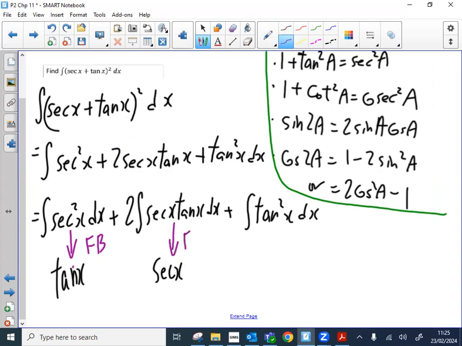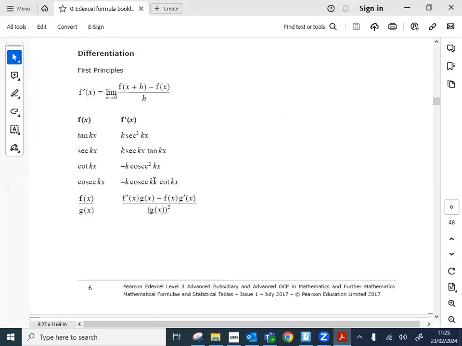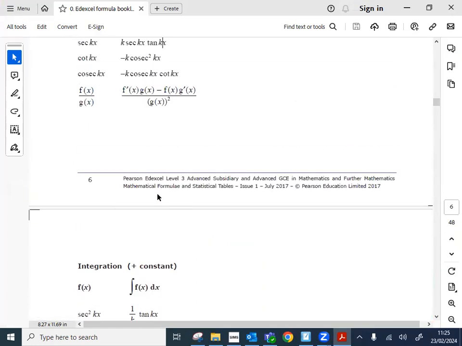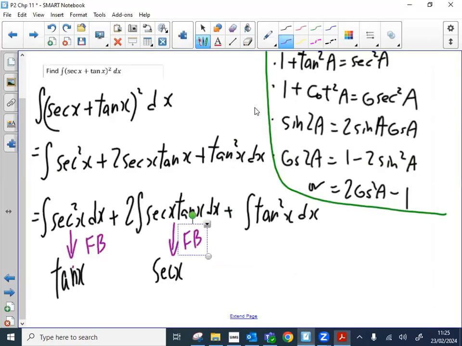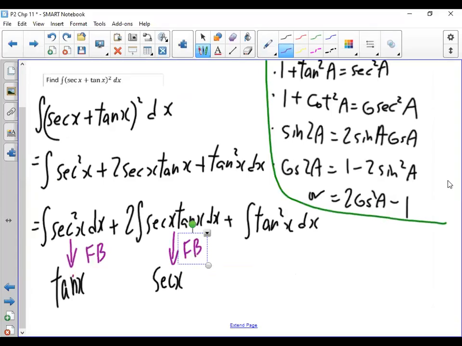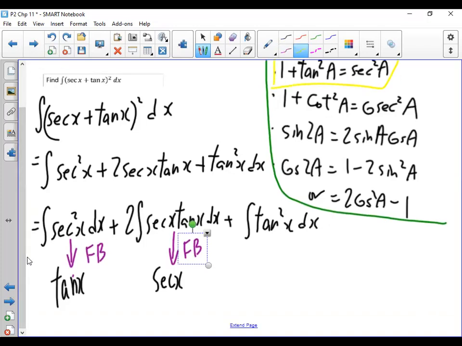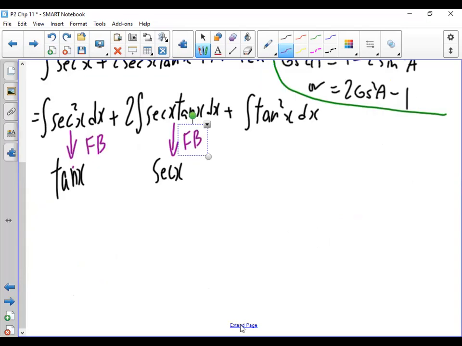Again, from the formula booklet. Last one, tan squared. If you remember what I said earlier about a spoiler, you would know there's nothing in the formula booklet that gives you tan squared. There's sec squared, that's sec squared kx, but again there's no tan squared. This is where we have to use the identities. So let's use identities. What I've used is the first one: 1 plus tan squared A equals sec squared A. So we're going to use an identity in here.